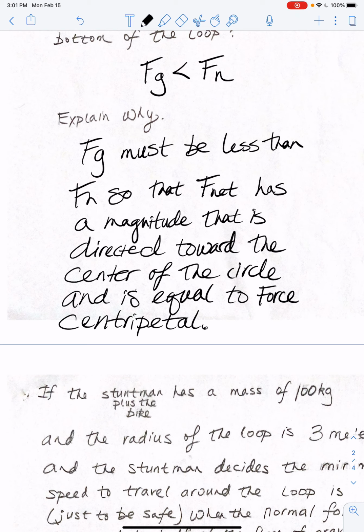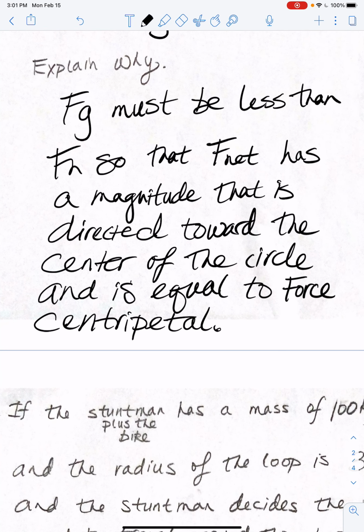So force gravity can't become smaller, and that's important to realize. Force gravity is mg. So what has to change is force normal. So when the person is in circular motion, force normal changes to meet the requirement that Fnet has a value, a magnitude, and points in towards the center.